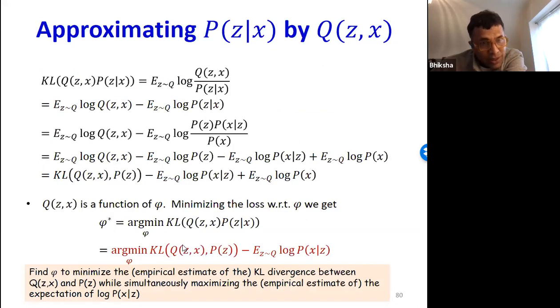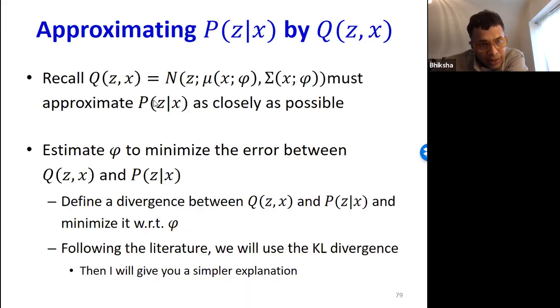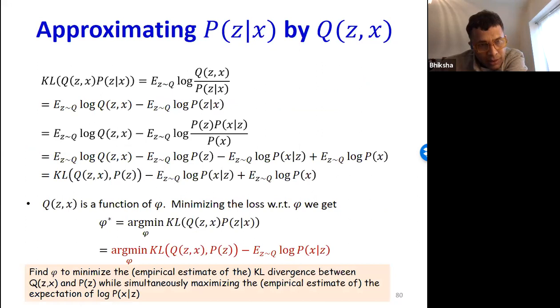And following literature, we are going to use the Kullback-Leibler divergence. There are a couple of different ways of defining it, but the one that gives us the most convenient solution here is to think of the Kullback-Leibler divergence between Q and P rather than between P and Q. So this is the expectation over Z, where Z is drawn from Q, of the log of Q over P of Z given X.